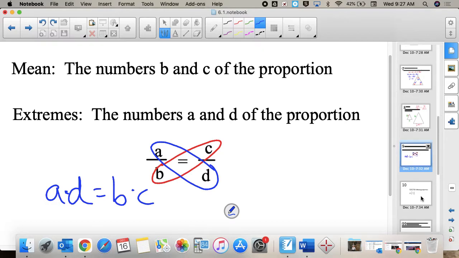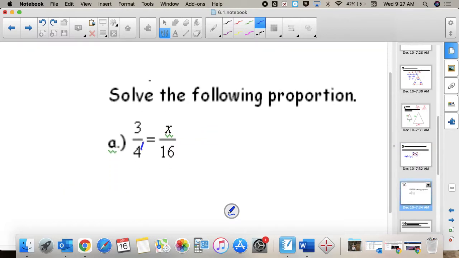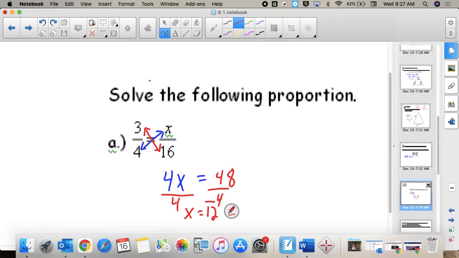So if we look at example 4 then, to solve our proportion, we are going to cross multiply. 4 times x is 4x. 3 times 16 is 48. So there's our equation to solve. We divide both sides by 4, and we get x to equal 12.